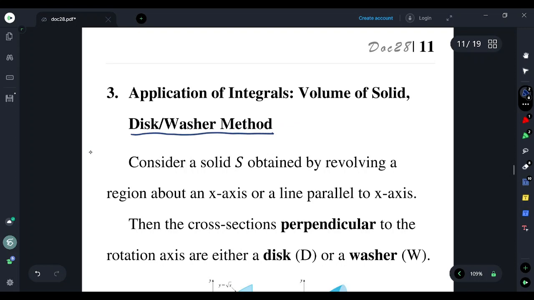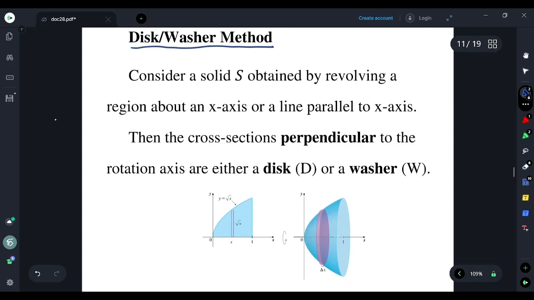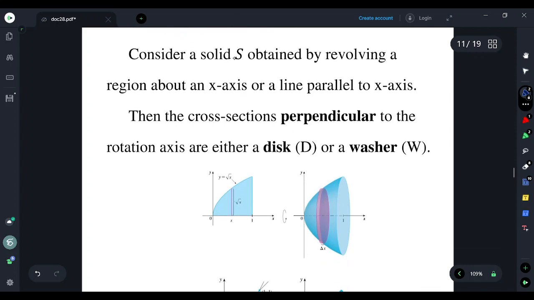Okay, so let me describe what we're gonna do. We're gonna consider a solid S, which is obtained by revolving a region in the xy plane about the x-axis or a line parallel to the x-axis.